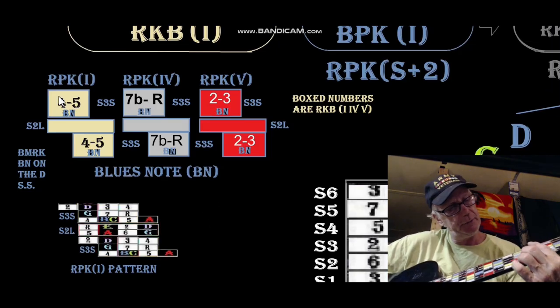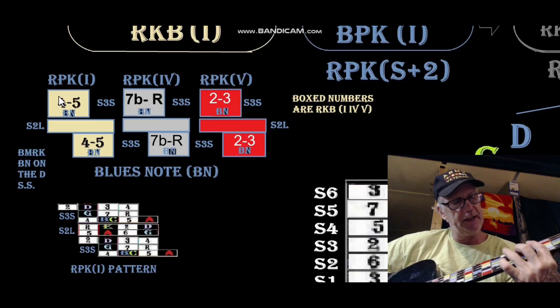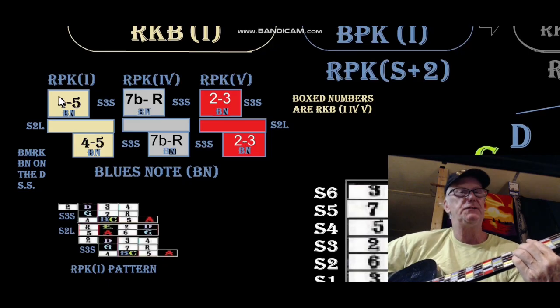Let's look at a D. We've got a D-shaped C, and then we've got a G-shaped F, and then we have an A-shaped G.